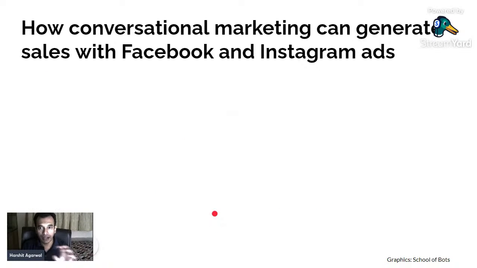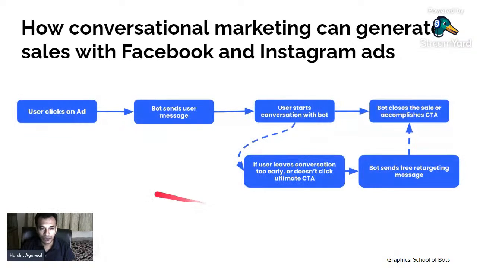And now, lastly, let's look at how conversational marketing can generate sales with Facebook and Instagram ads. I did a video recently on how to generate sales with Facebook and Instagram ads. I'll post the link in this video. You can watch that video. So the strategy is that the user clicks on an ad, and when the user clicks on an ad, the Facebook Messenger or the Instagram DM will send the message to the user, and a conversation gets started.